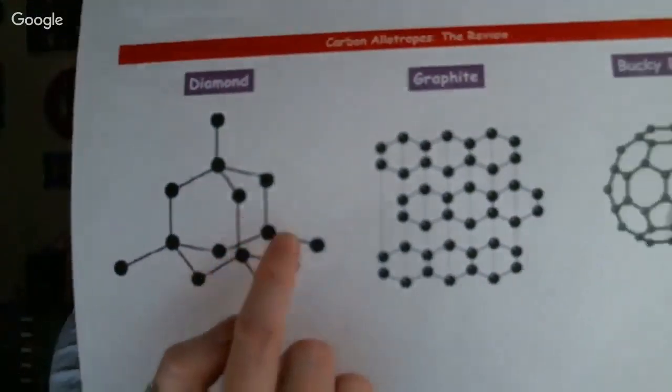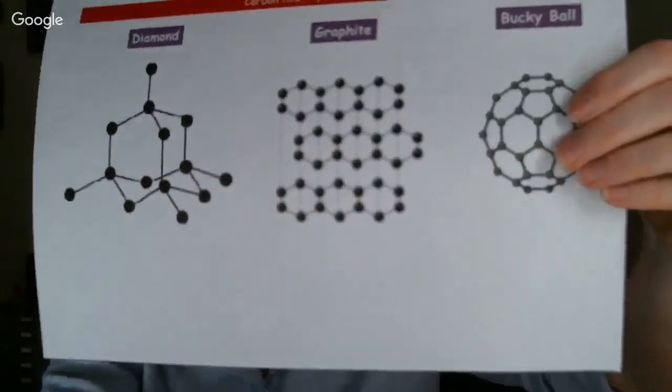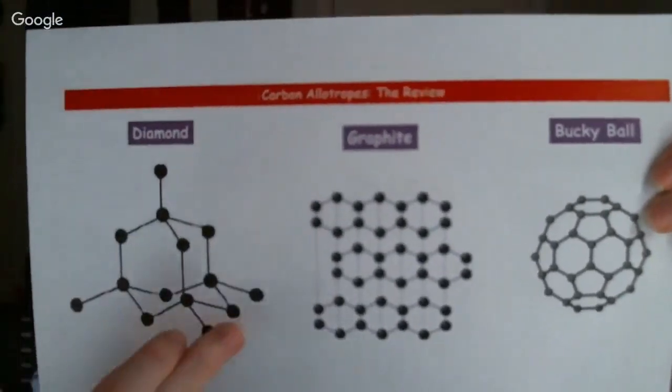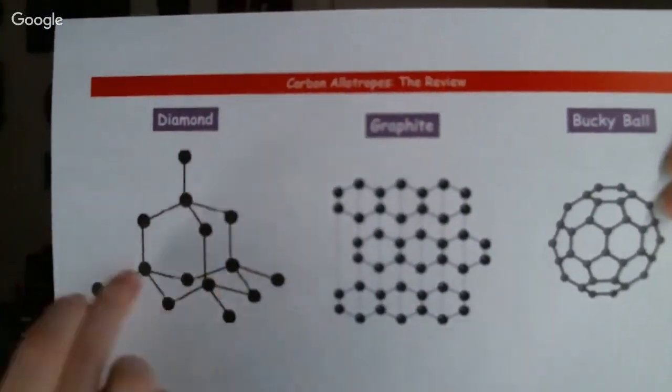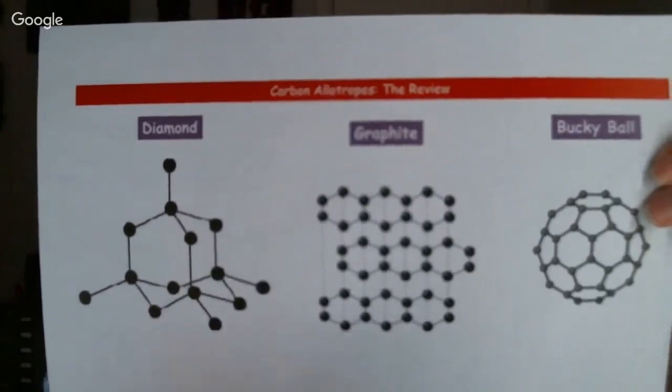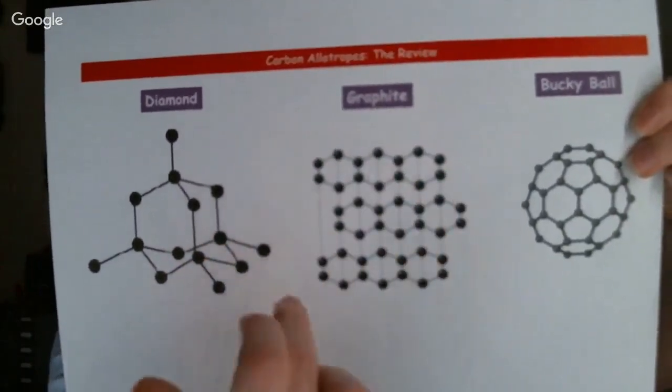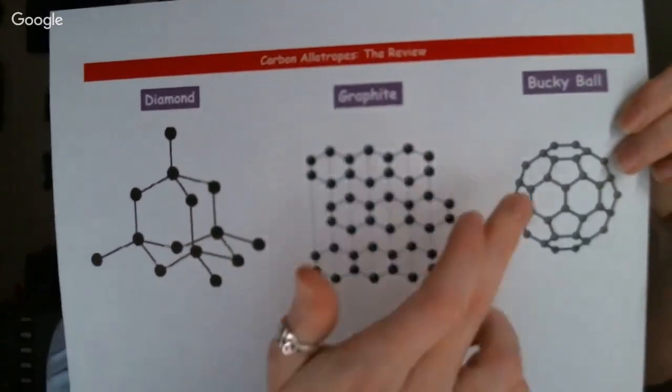We need to know about 3 of these allotropes of carbon. So we've got diamond, graphite, and the buckyballs. Diamond is the kind of triangle-shaped one, so you can always spot diamond with the triangle shape. Graphite is like a load of layers stacked one on top of the other. And the buckyball is basically a ball, as the name suggests.